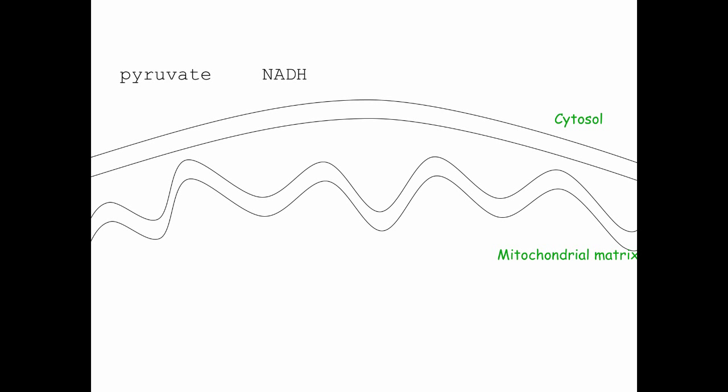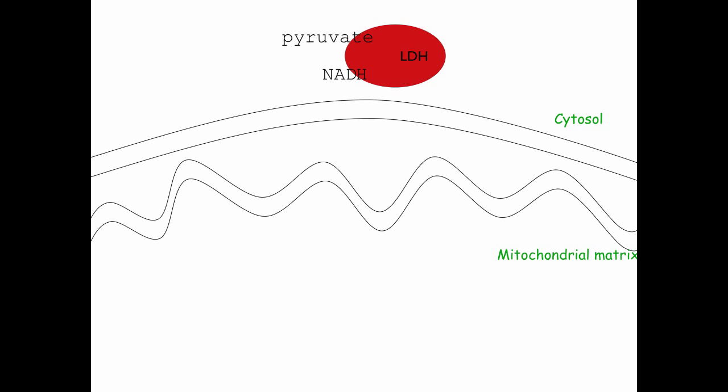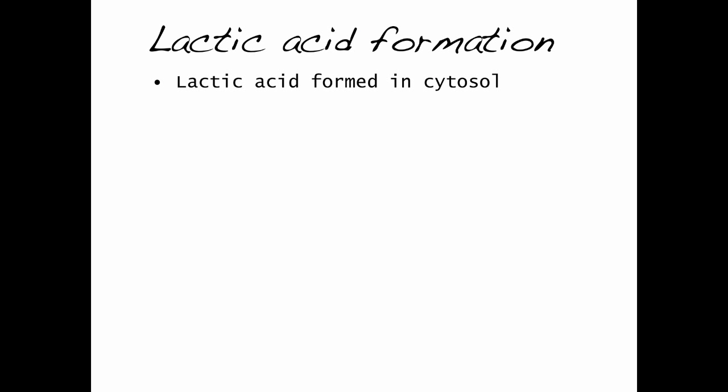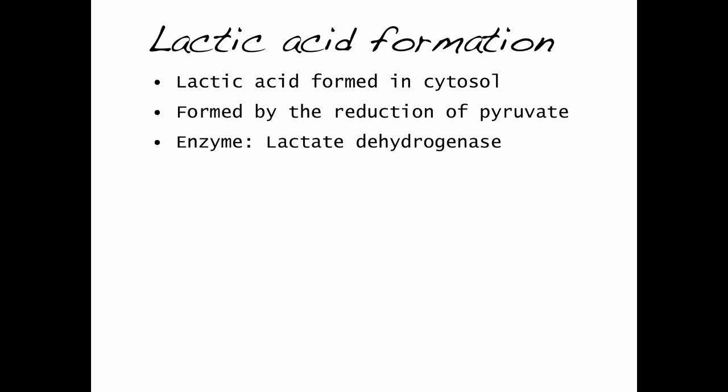Just to further illustrate what's occurring here, we have pyruvate and NADH and our enzyme LDH. And just like any enzyme, the two substrates bind to it, a reaction occurs, and we have 2 products that can then leave, and the enzyme is unaffected by the reaction. So as a review, lactic acid is formed in the cytosol. It's formed by the reduction of pyruvate, and the enzyme is lactate dehydrogenase.